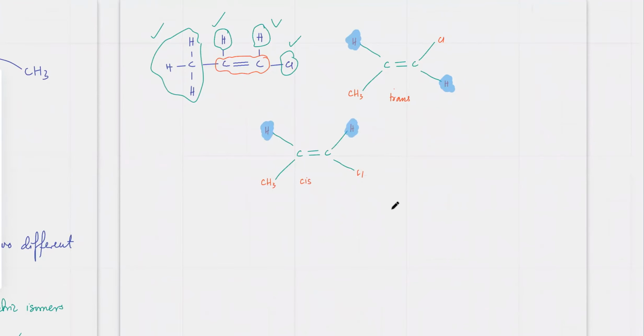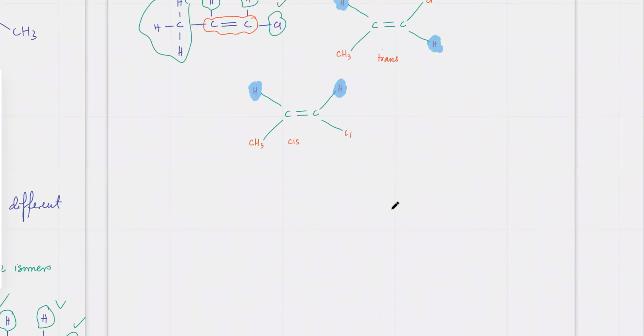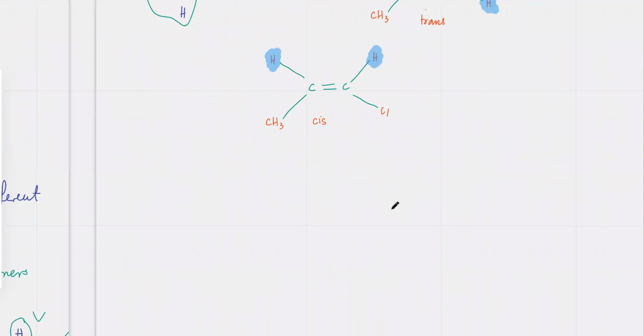So let's do other. Now, there's another thing about this, which is that geometric isomerism is not possible in double bonds in cyclic structures. So they're not possible in double bonds, even though conditions are met in cyclic structures.